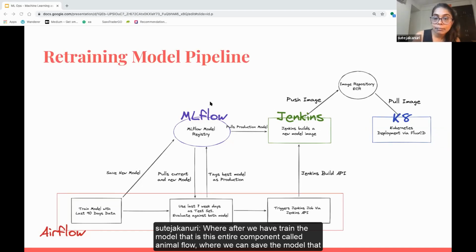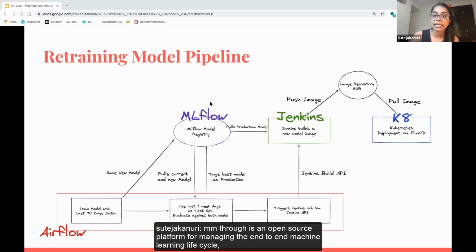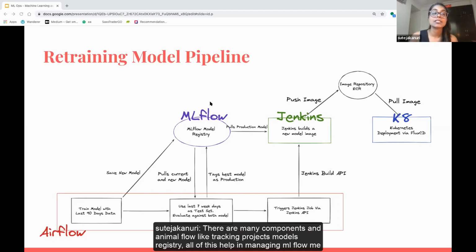So what exactly is MLflow? MLflow is an open source platform for managing the end-to-end machine learning lifecycle. There are many components in MLflow like tracking, projects, models, registry. All of this helps in managing the ML lifecycle, and deploying as well. So it's up to us as to which component we choose. Either we can choose all the components and only stick to MLflow for model serving, or if there are any problems with MLflow while we're using the tool, we only use the components which actually map to our entire use case.